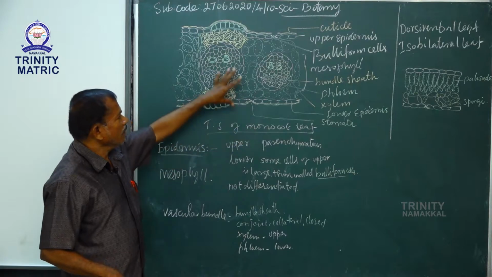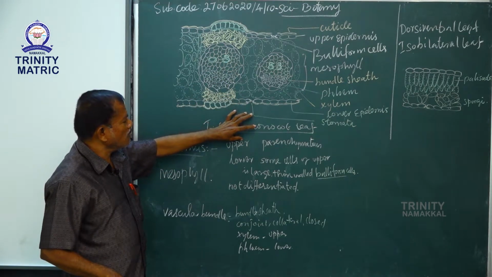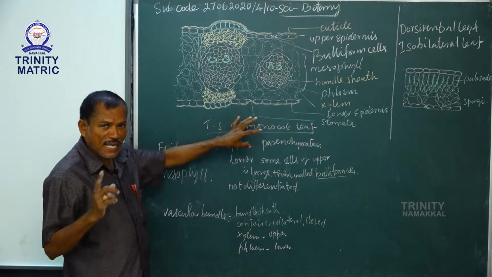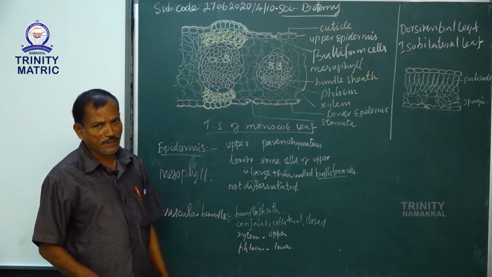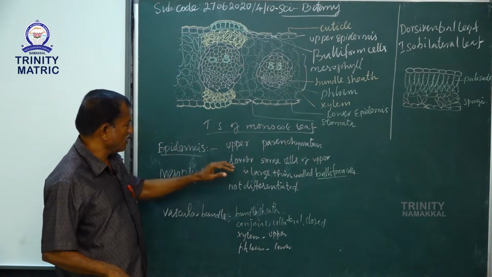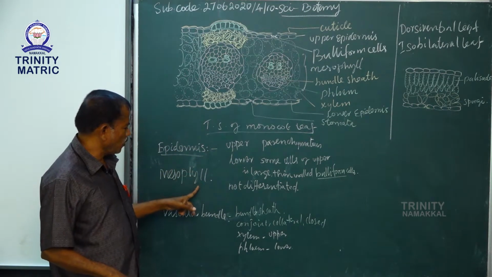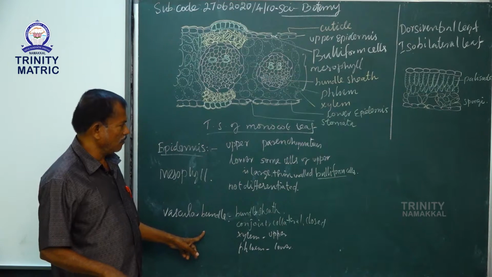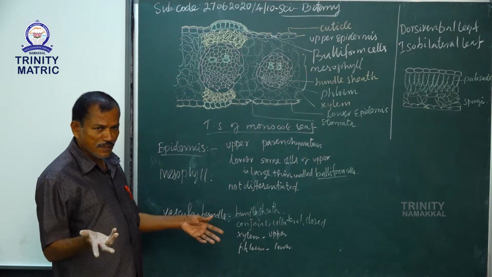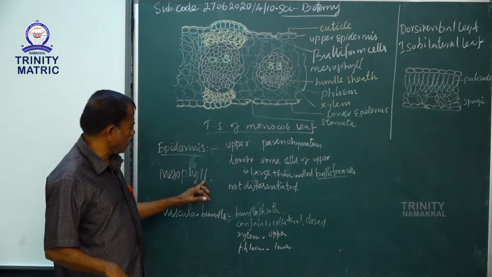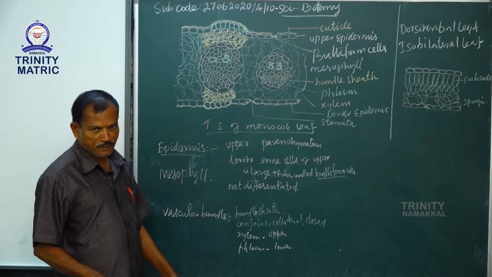First, the TS of a monocot leaf shows parts like a dicot leaf. For example, what are the parts there? Epidermis, mesophyll and vascular bundle. Yesterday we saw the dicot leaf also has epidermis, mesophyll and vascular bundle.